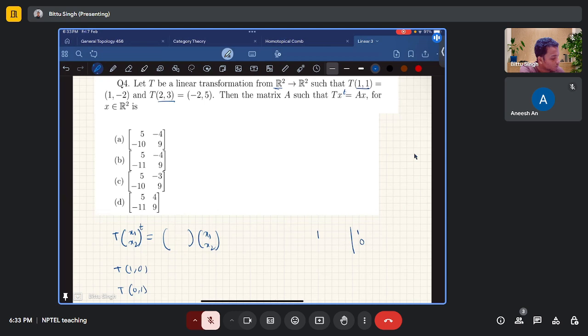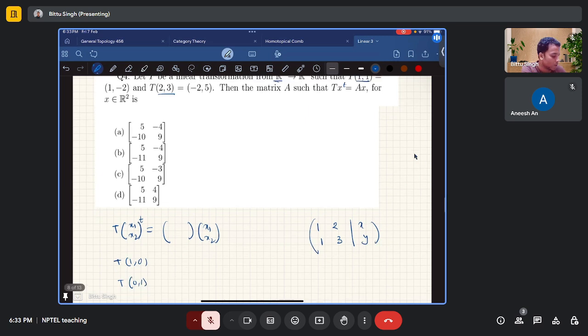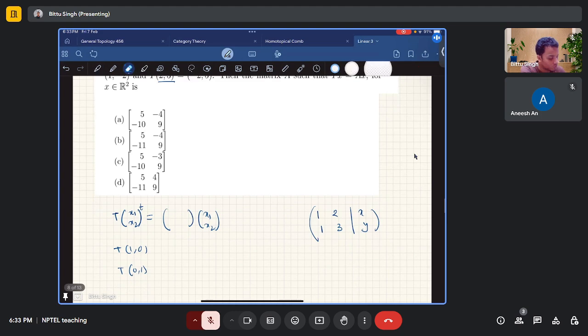We need to write (1, 0) as a linear combination of (1, 1) and (2, 3). And similarly we need to write (0, 1) as a linear combination of those. Instead of writing this separately, we are trying to write (x, y) as a linear combination of (1, 1) and (2, 3). So let me solve in this way.